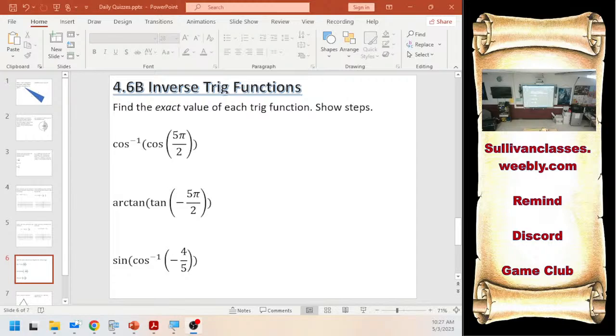Remember, be very careful about what your domain and range are. What's allowed to go in, what's allowed to come out. If you remember those things, this is just look it up on the circle.